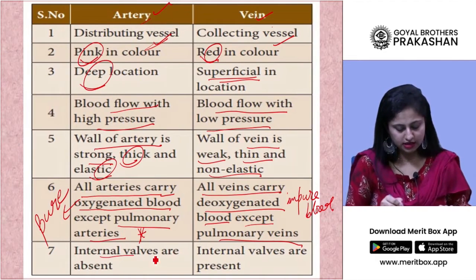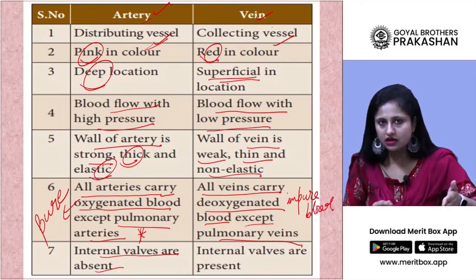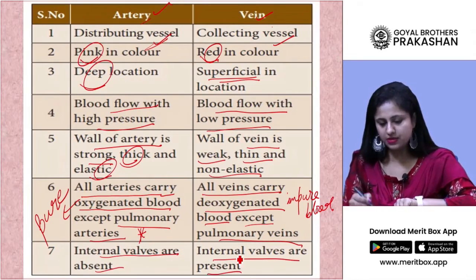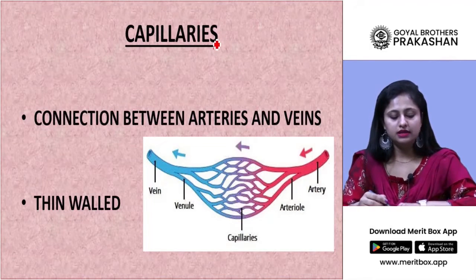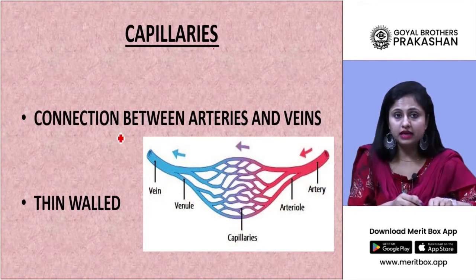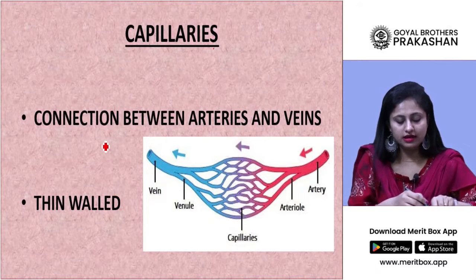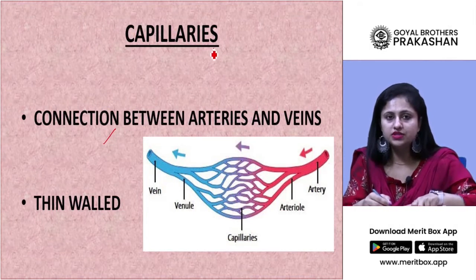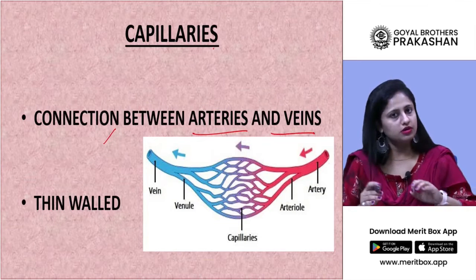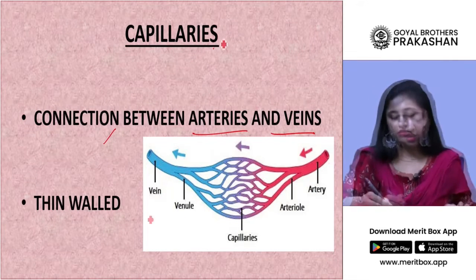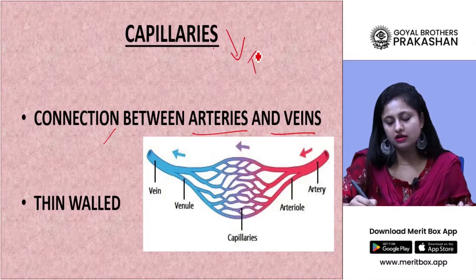Next, internal valves are absent in arteries and internal valves are present in veins. Next, capillaries. Capillaries form a good connection between arteries and veins. This we have also already discussed. The walls of the capillaries are thin.